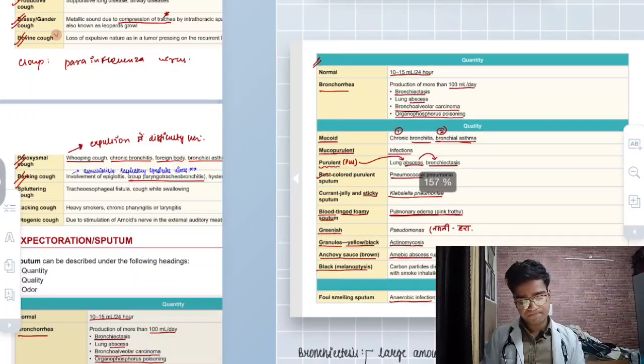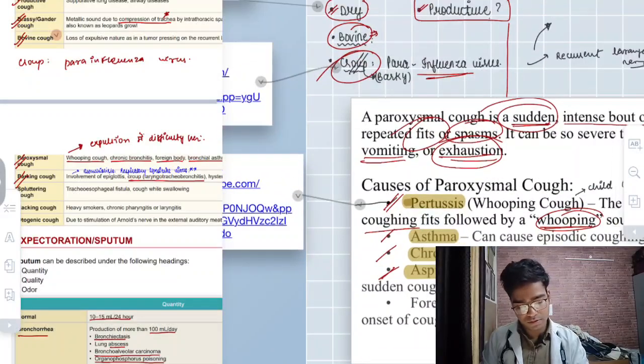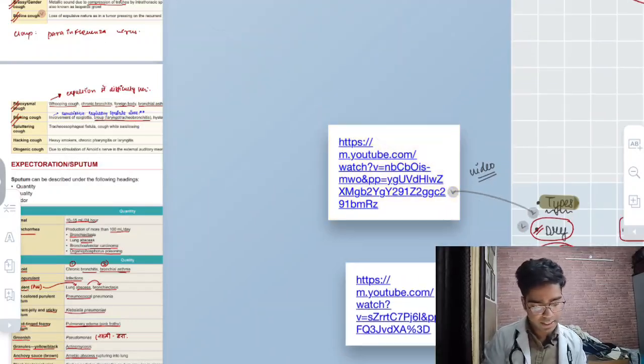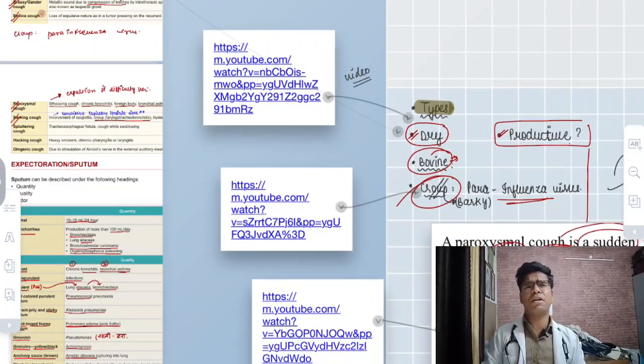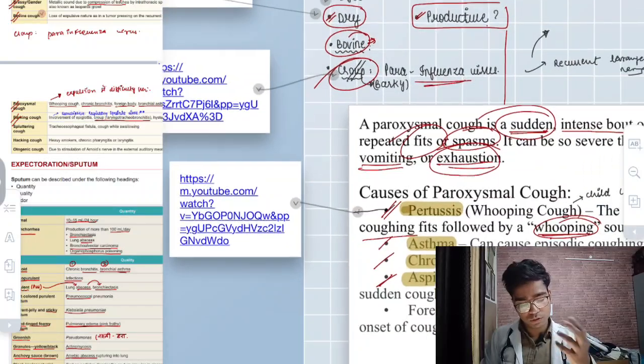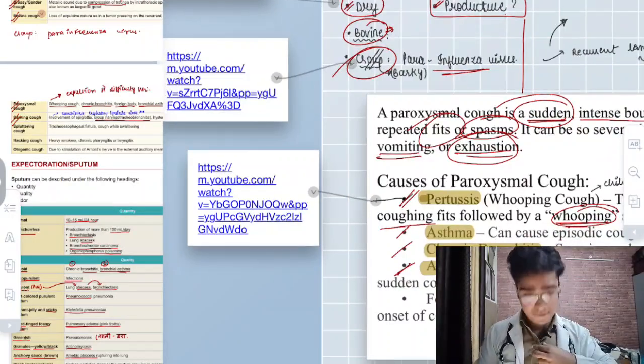Now, okay, I have to show you the videos. I'll show you some videos of dry and productive cough. Dry and productive cough are not very difficult to differentiate. You can just ask the patient if there is sputum or not, and then you can differentiate. I would like to show you how the croup sounds, and how the pertussis, like whooping cough, sounds. I can have the mic.